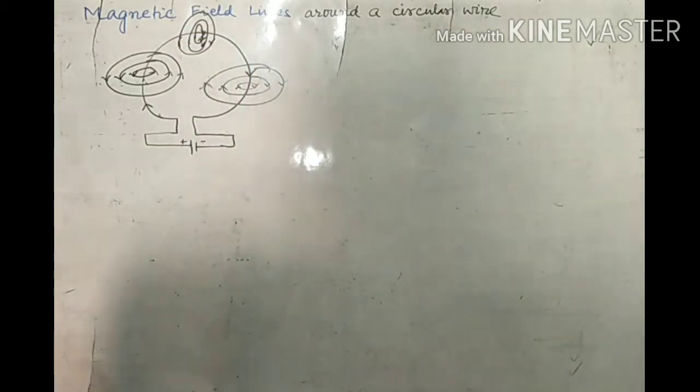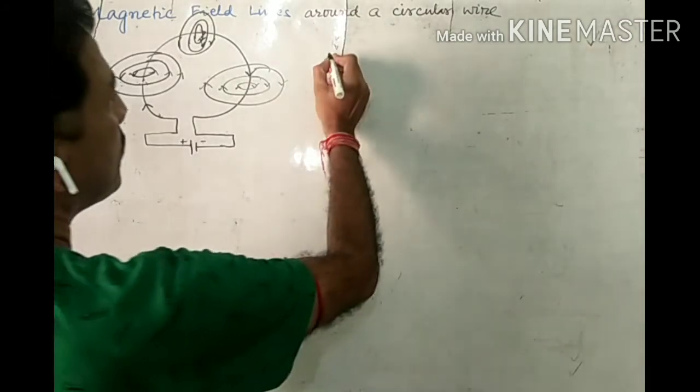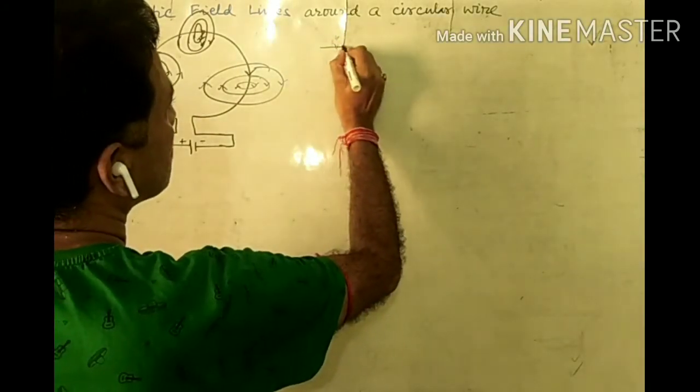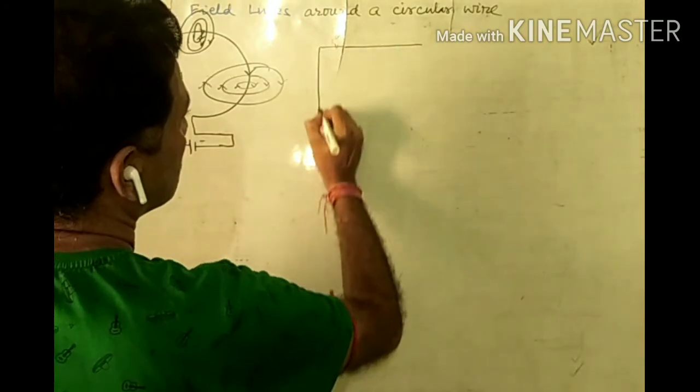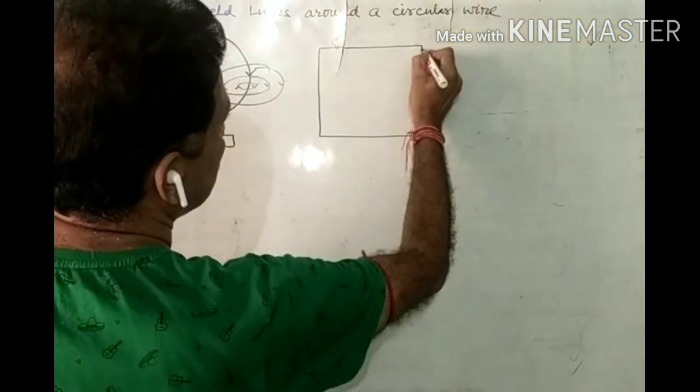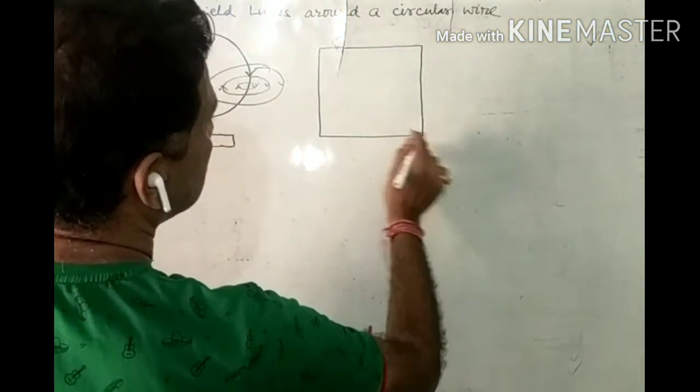So what is the pattern of magnetic field lines around a circular wire? It can be represented by this diagram.